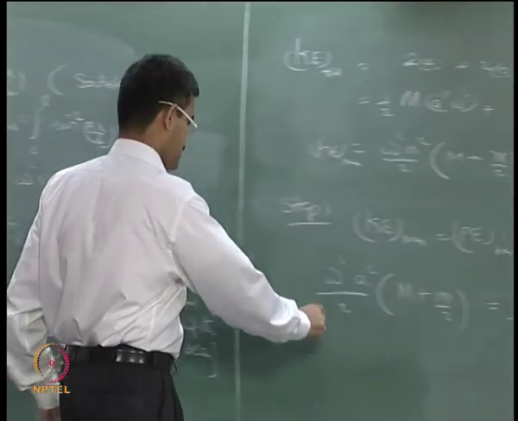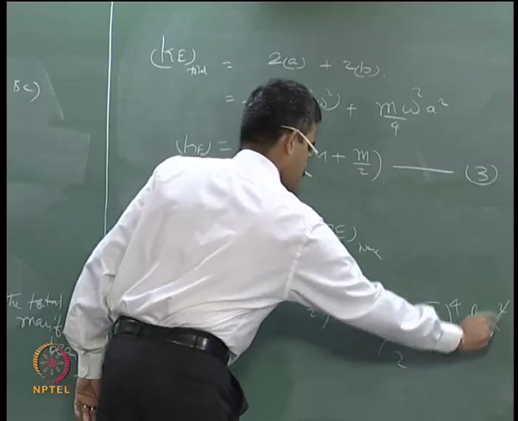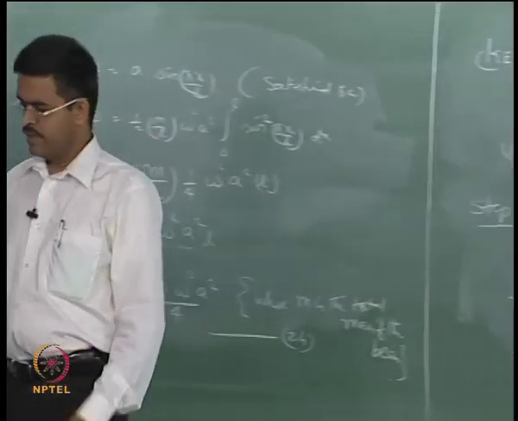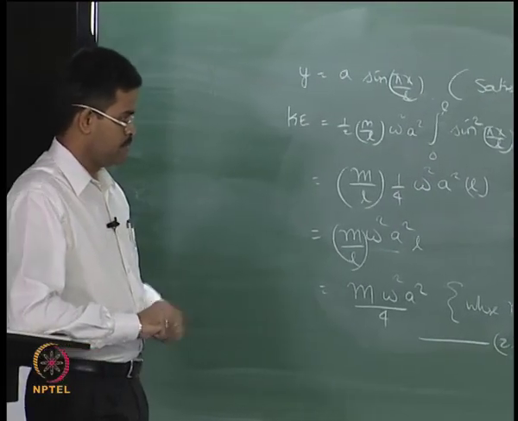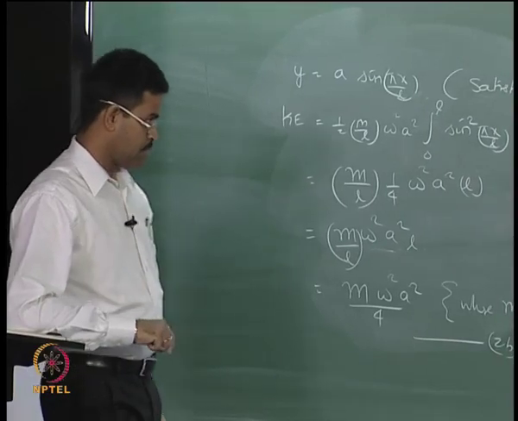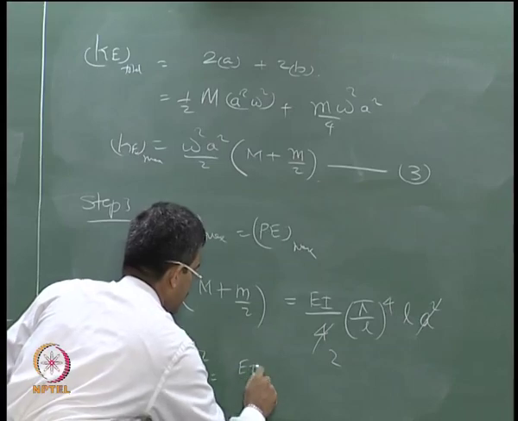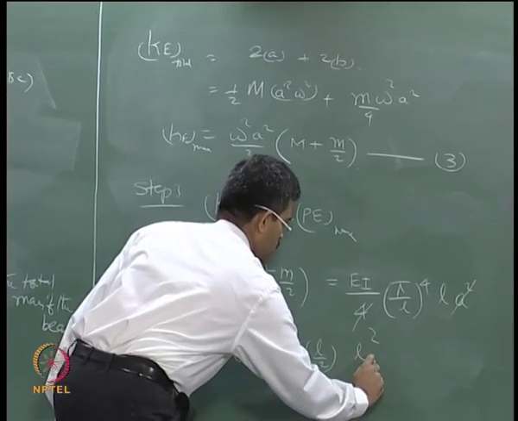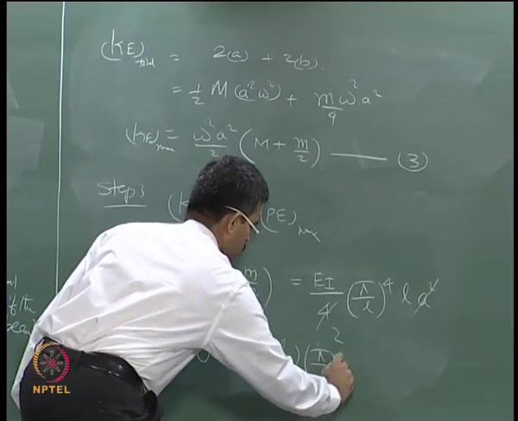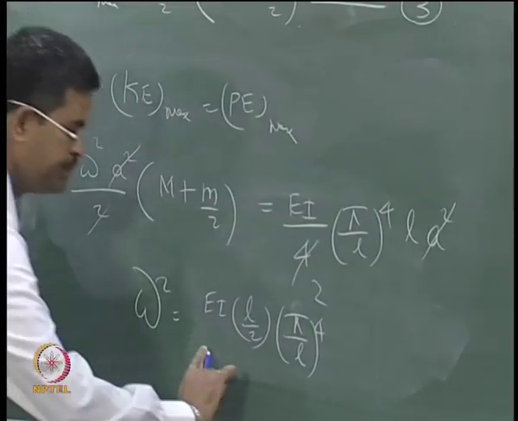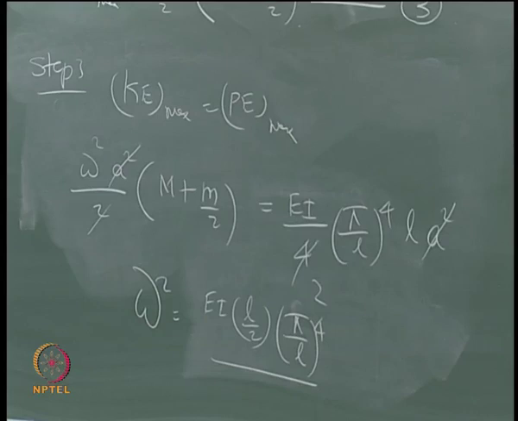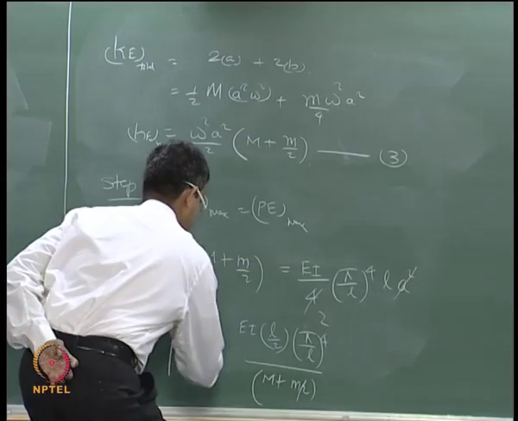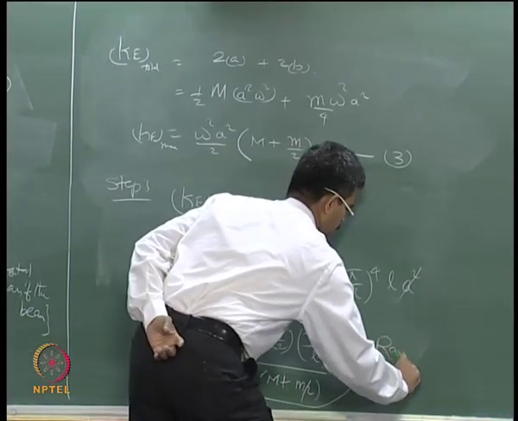So, I simplify. I get omega, which will be the square root of EI L by 2, pi by L to the whole power 4, by M plus m by 2. This is what I got from Rayleigh.